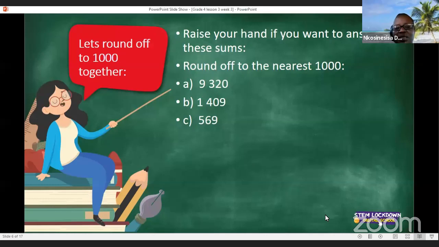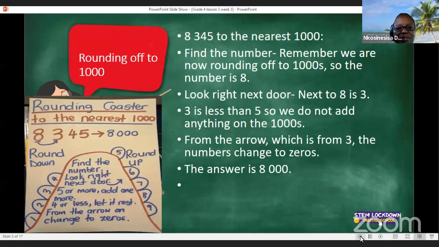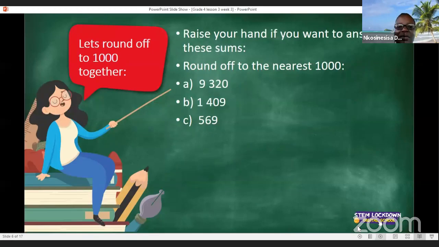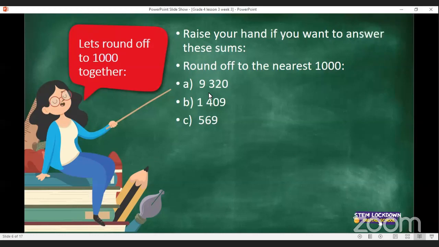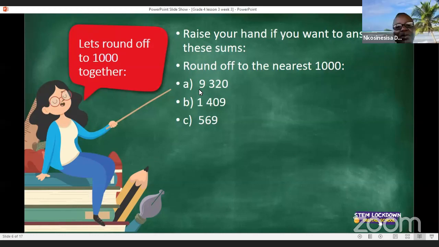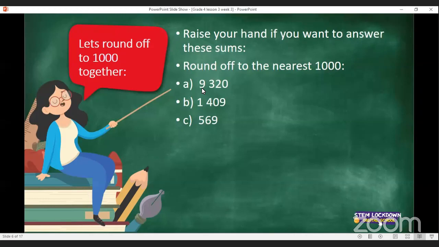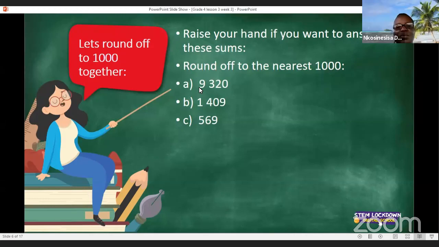Okay, do you still remember what the rounding coaster said? I'll just go back to it. Remember, number 1 says we must find the number. So which number are we finding here? Which number should we find on 9,320? We should find 9. Yes, well done, because 9 is thousands, right? And then what does the second step say? You look at the next number. Yes, so we look at the next number. And which one is the next number?